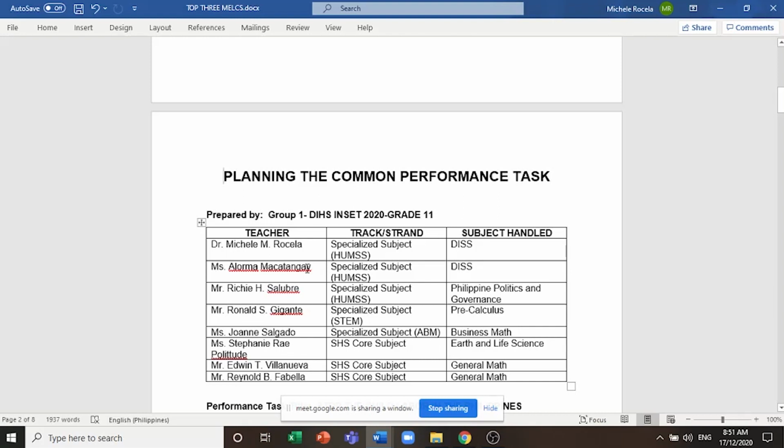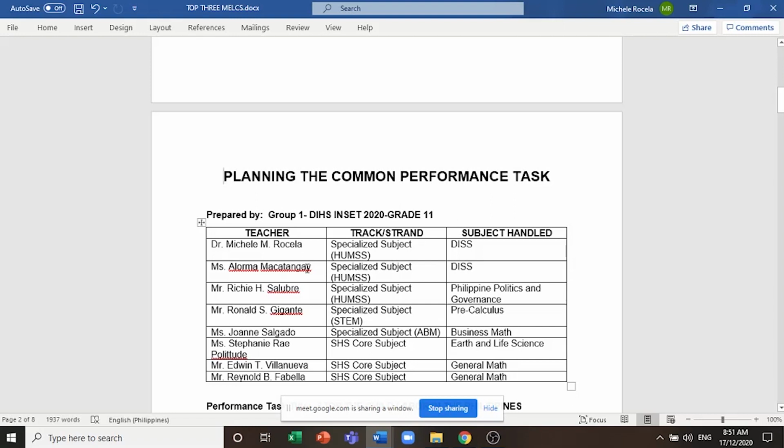Since we're a group composed of teachers coming from different strands and teaching different subjects, we've decided to come up with a performance task that involves a social problem, and for that social problem, we try to incorporate the calculus, the pre-calculus, and Earth and Life Sciences. So the performance task title is Stop the Child Labor in the Philippines.